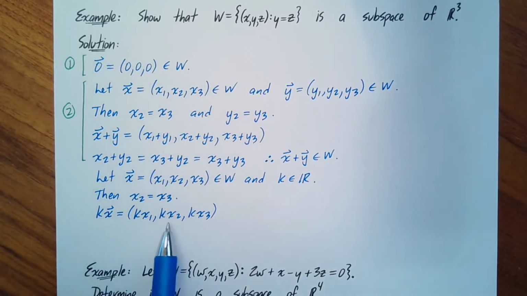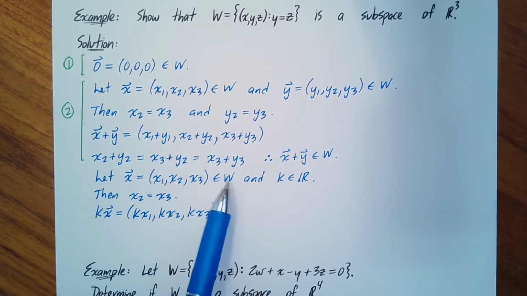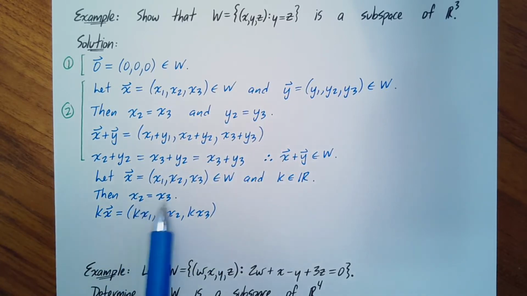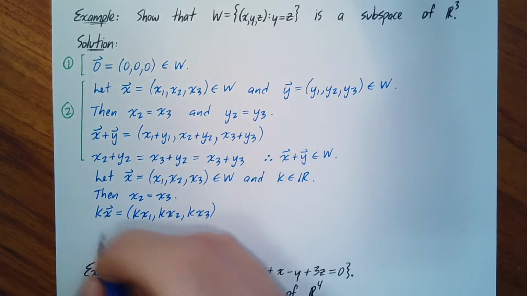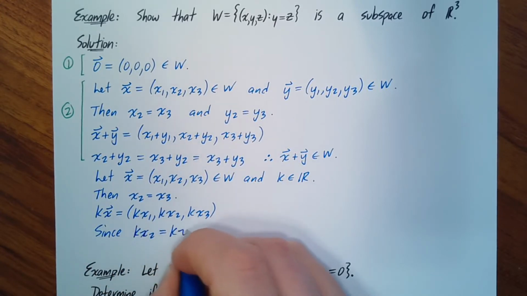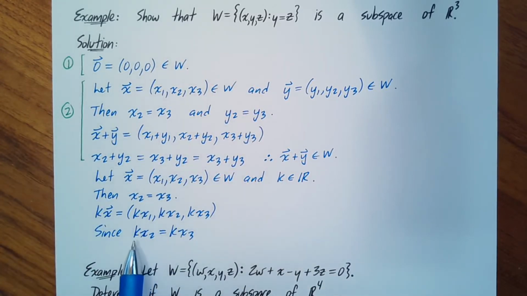Why is this in W? Well, the second and the third coordinates, are they going to be equal? Well, because we know that x2 and x3 are equal, right? We know that from our assumption. We assumed that x was in W. We can assume that x2 and x3 are equal. So based on that assumption, if you just take this equation and multiply it by k, you're going to get kx2 is equal to kx3. So let's just write it this way. Since kx2 is equal to kx3, and really, what's the justification?